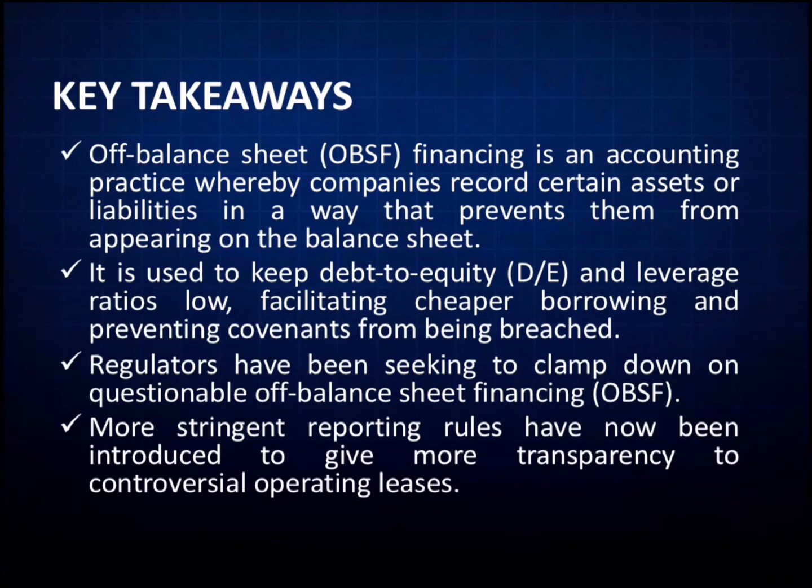So these are the key takeaways. The first one is that off-balance sheet financing, or OBSF, is an accounting practice whereby companies record certain assets or liabilities in a way that prevents them from appearing on the balance sheet. It is used to keep debt to equity, or D/E, and leverage ratios low, facilitating cheaper borrowing and preventing covenants from being breached.